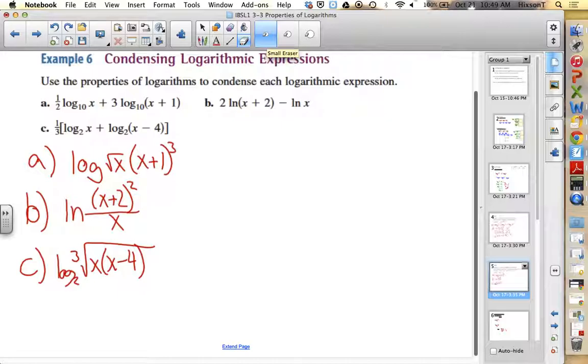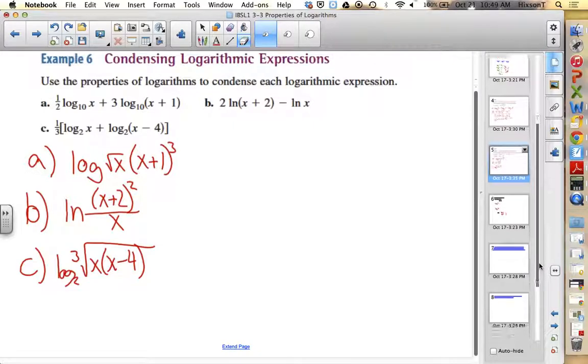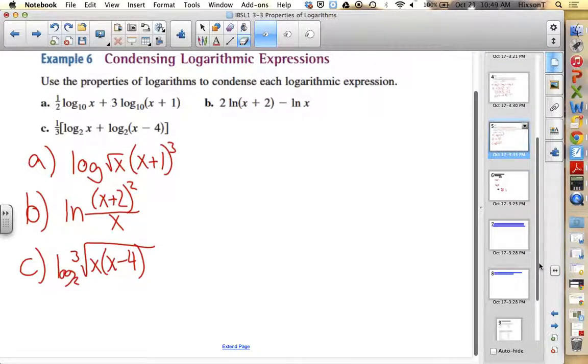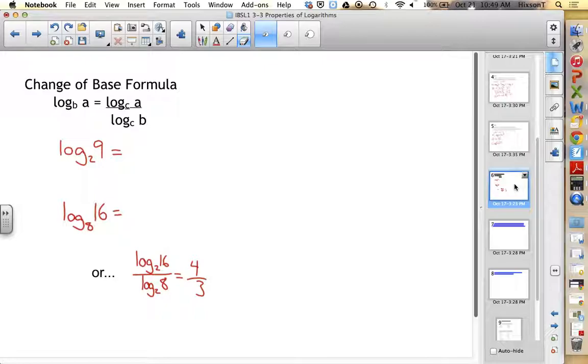Alright. So, do we have any other questions about expanding or condensing? Okay. Now, I want to look at something that we've mentioned in the past, but I want to actually look at it formally and look at using it here, okay? And that is the change of base formula.